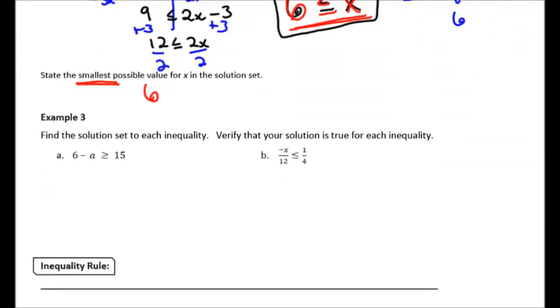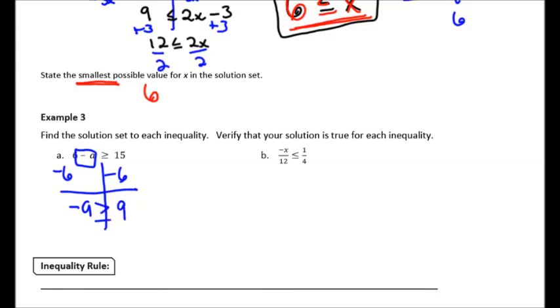All right. Okay, the next one. All right, so we've seen things like this. We're just going to solve this equation or inequality. I want this negative a by itself, so I'm going to move that 6. I'm going to subtract 6 from both sides. I get a negative a is greater than or equal to 9.